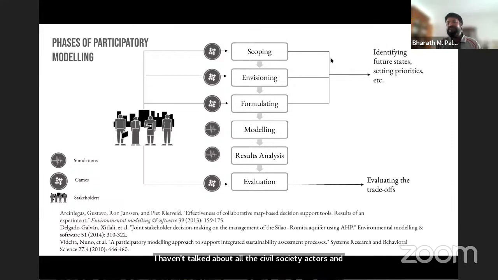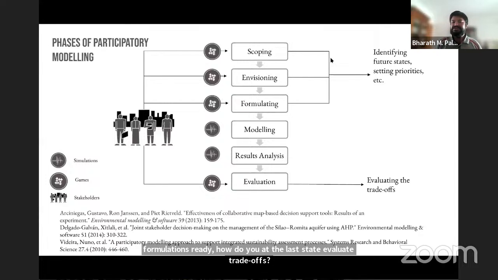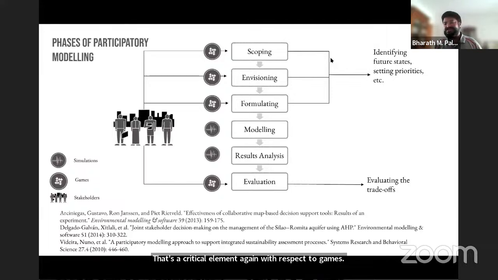So when you bring all of them into the space, how do you figure out a future together? That becomes a question. Then how do you formulate it? What kind of tools can you create to formulate that? And then at the end, how do you evaluate these trade-offs? Once you have these different policy formulations ready, how do you, at the last stage, evaluate trade-offs? That's a critical element, again, with respect to games. How can you evaluate these trade-offs?